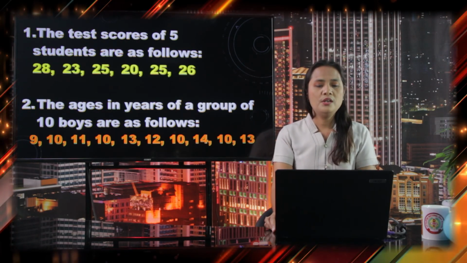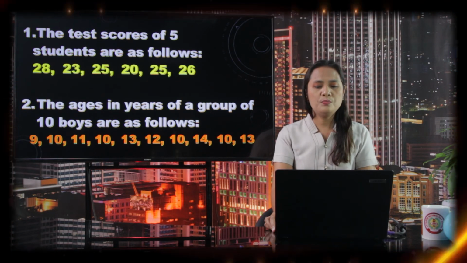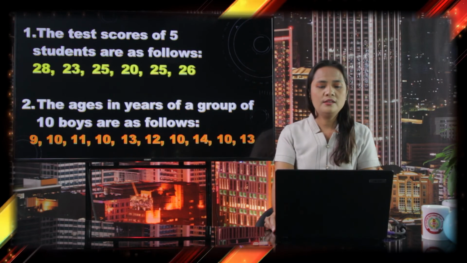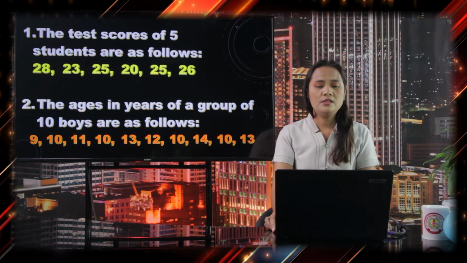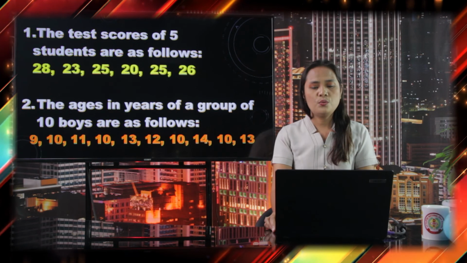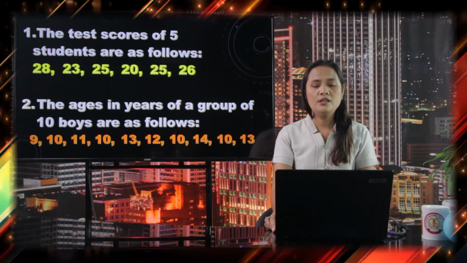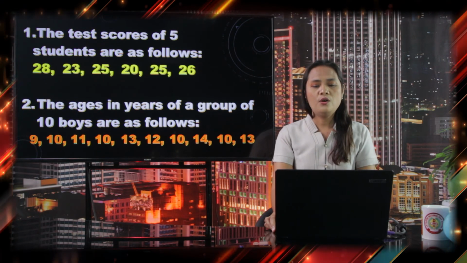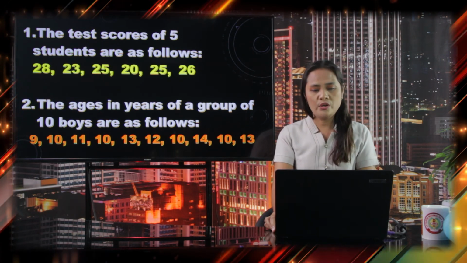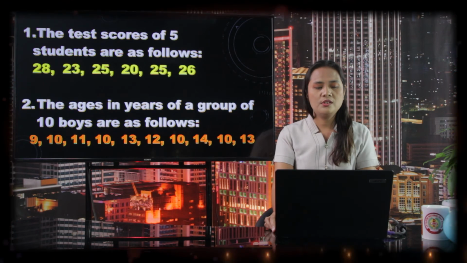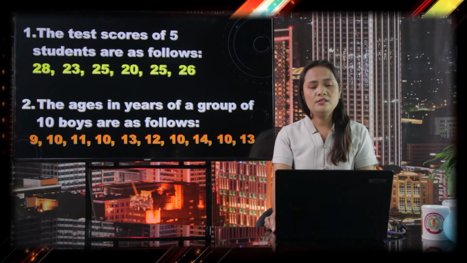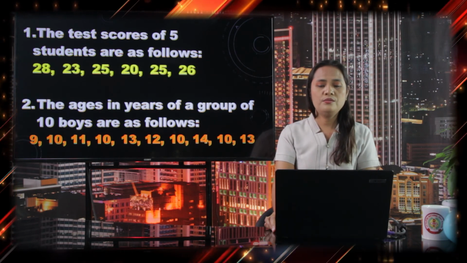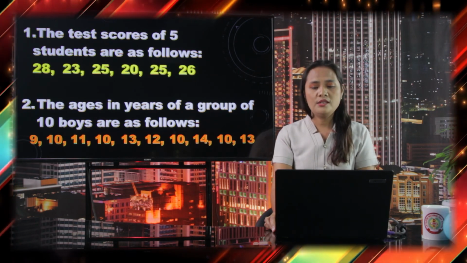Number 2. The ages in years of a group of 10 boys are as follows: 9, 10, 11, 10, 13, 12, 10, 14, 10, 13. Again, the ages in years of the 10 boys are as follows: 9, 10, 11, 10, 13, 12, 10, 14, 10, 13.